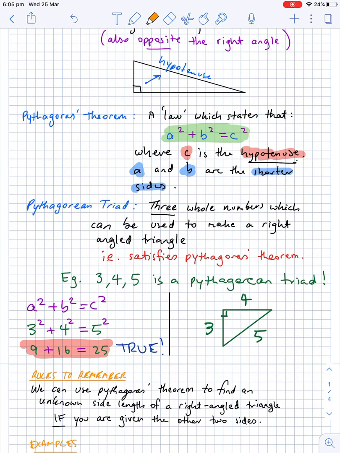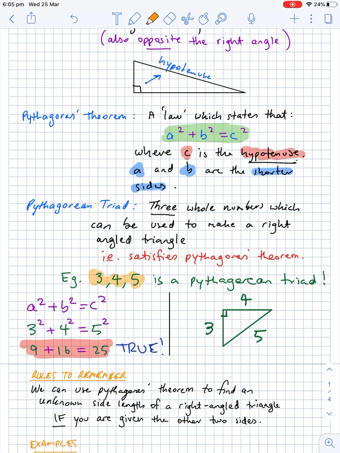The next one I want you to remember, this one is easily forgotten about, a Pythagorean triad. So that's pretty much just three whole numbers. They have to be whole numbers. They can't be decimals or fractions or anything, which can be used to make a right angle triangle, i.e. they satisfy Pythagoras' theorem, because that was all about right angle triangles.